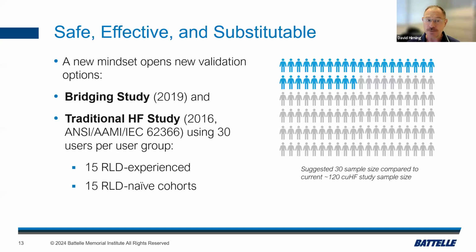The new mindset opens up new validation options. And that brings to mind the bridging study that was introduced in the 2019 guidance. And then, of course, a traditional human factors study as discussed in the 2016 guidance, as well as IEC 62366. And our proposal is to use 30 users per user group, where we have 15 RLD experienced users and then 15 RLD naive users or cohorts.